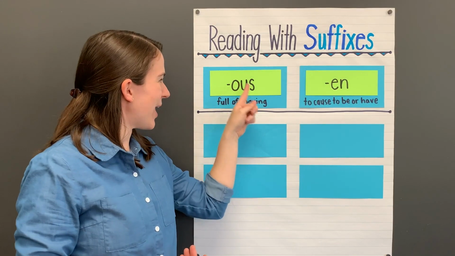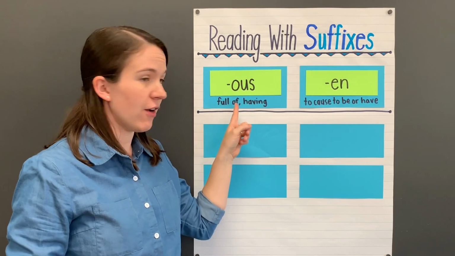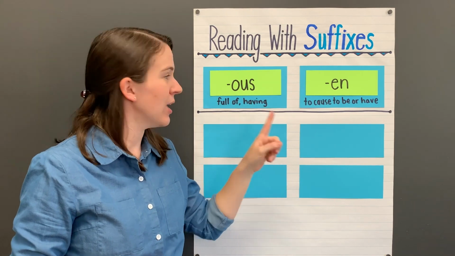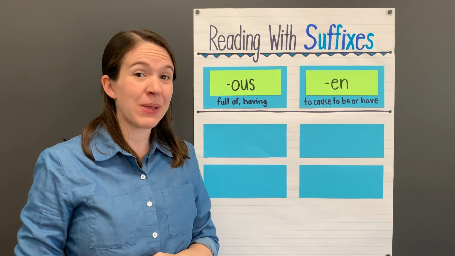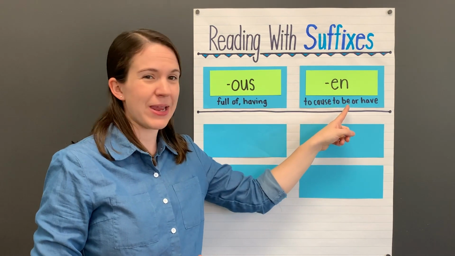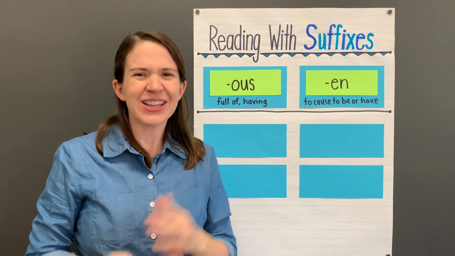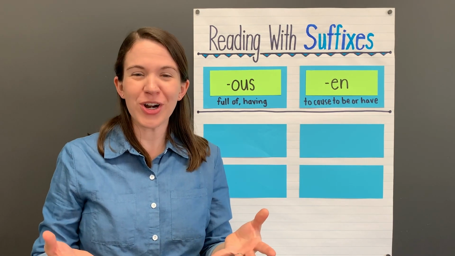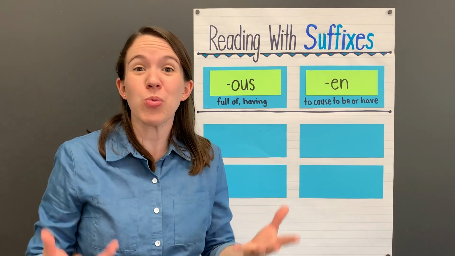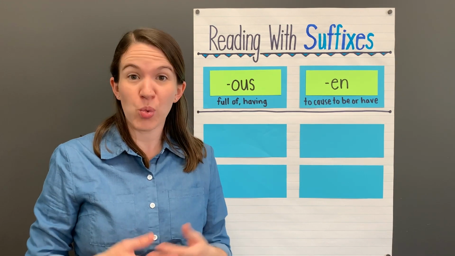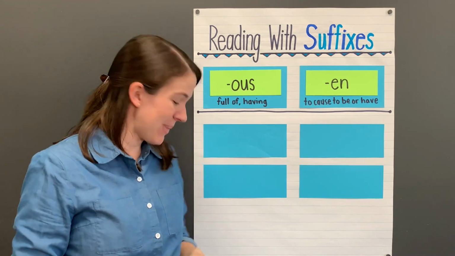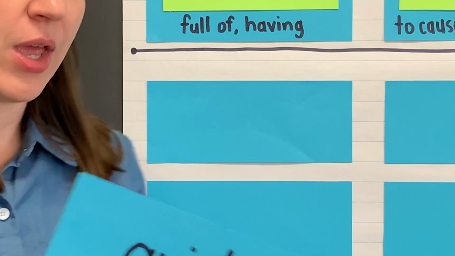Now the O-U-S suffix means full of or having. And the en suffix means to cause, to be, or have. Let's look at some example words so that we can practice reading and understanding what words with these suffixes mean. Here's our first word. Read with me.